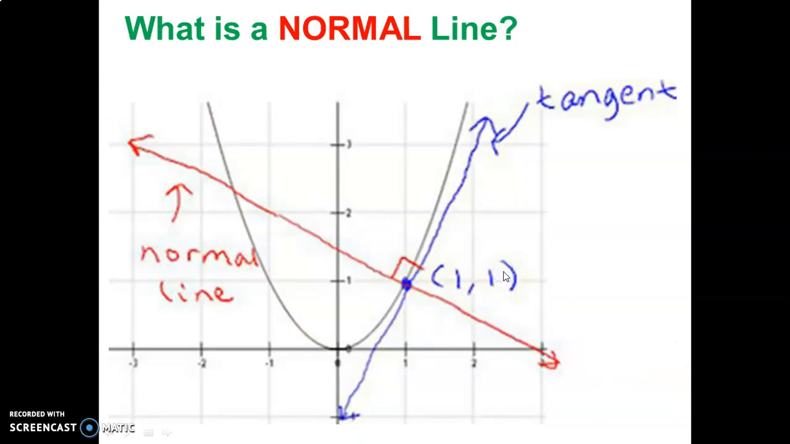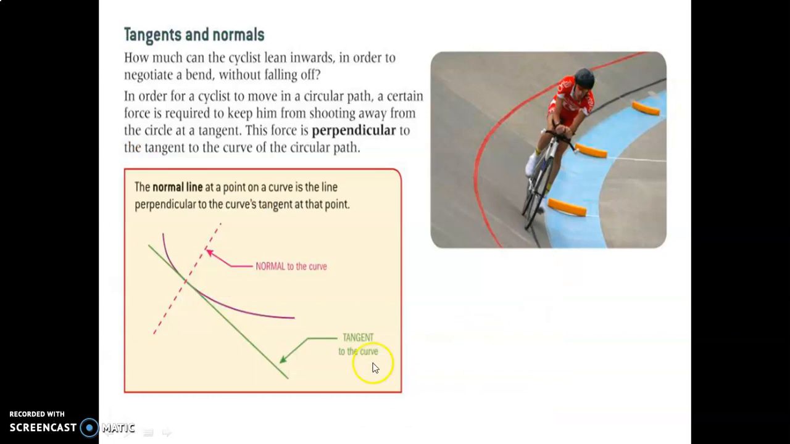All right, here's another pretty bad drawing of normal and tangent, but there it is. We have a tangent and a normal here, and we see the right angle there. All right, here's an application of tangents and normals. Imagine a cyclist going around a track with a curved bank, right? This dotted line represents the cyclist, and as they're biking, there are forces here.